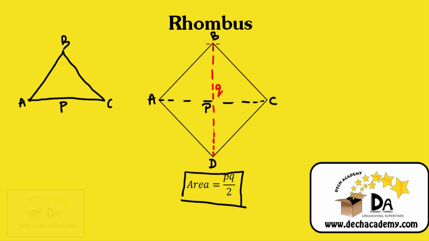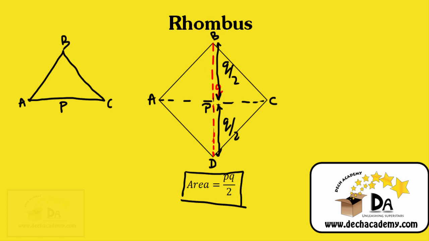The height or the length of this other diagonal Q is known, and one other thing you need to know is that this diagonal, which I mentioned before, splits the rhombus into 2 equal halves, which means it splits this diagonal into 2 equal halves. So from here to here is Q over 2. From here to here is Q over 2.